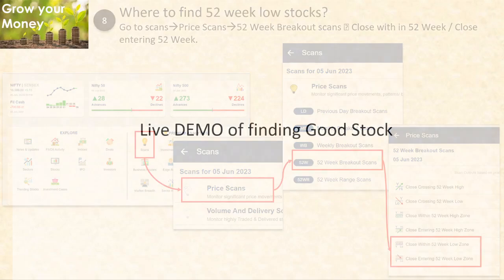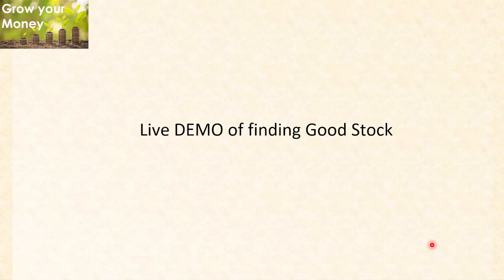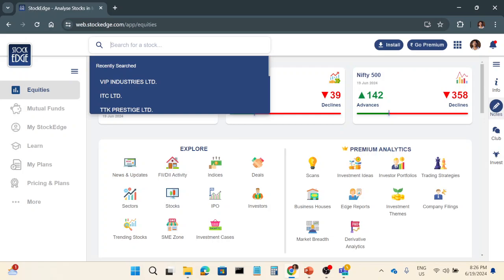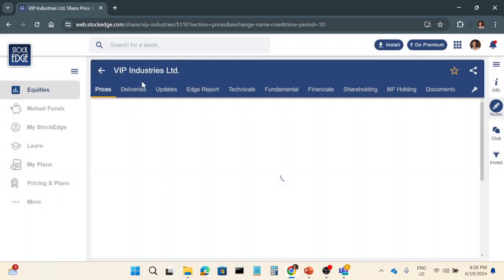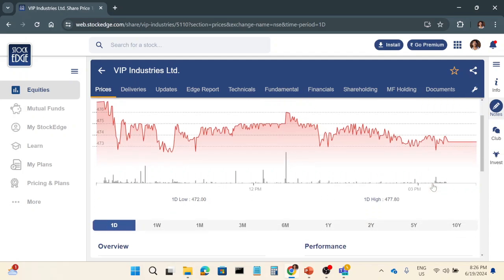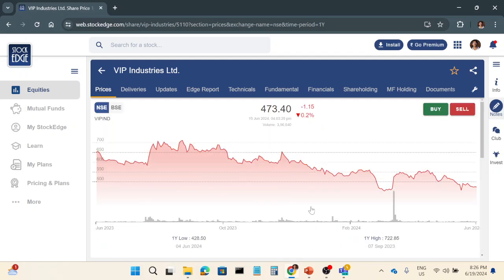Okay, so having said that, I will directly go to the StockEdge web and try to give some live information, a live demo. Here, maybe I can search for VIP Industries, which I had searched previously. So this is giving a one-day graph, today's graph. So I'll click on 1 year, and you can see that if we move from right to left, we get the low price here first and then the high price of this year. And if we divide the 52-week high by low, it is less than 2 as of now.